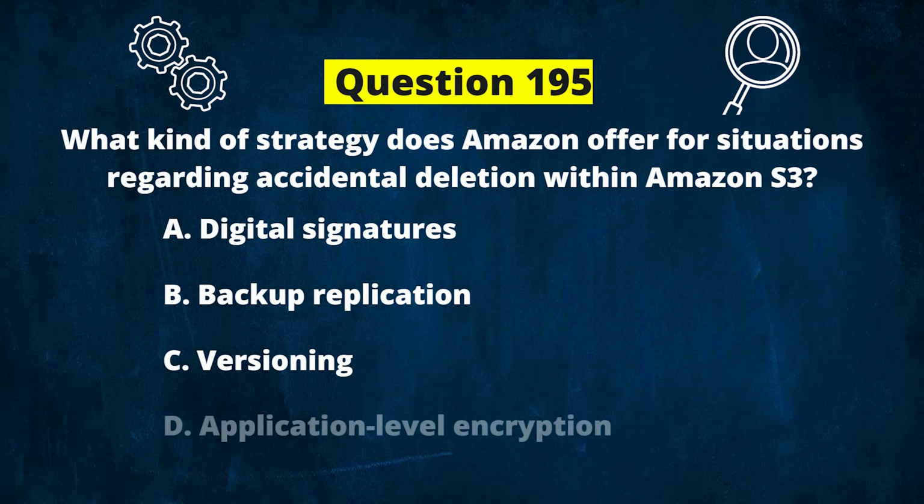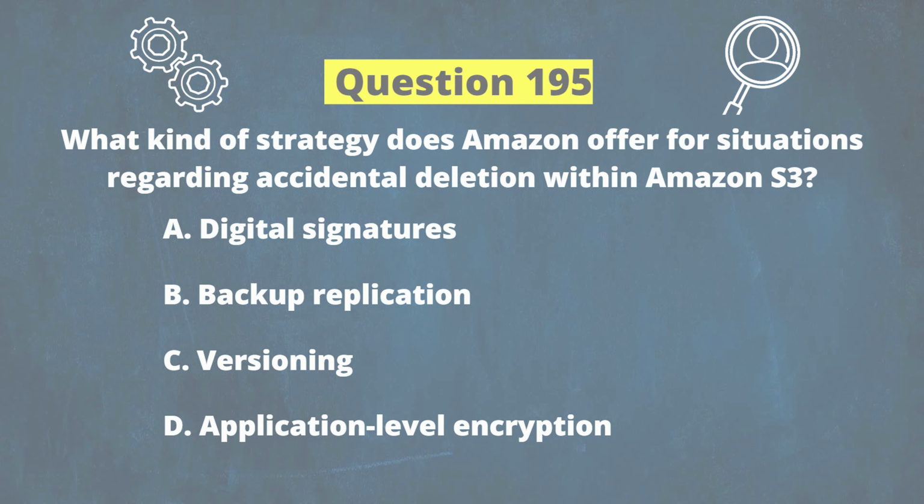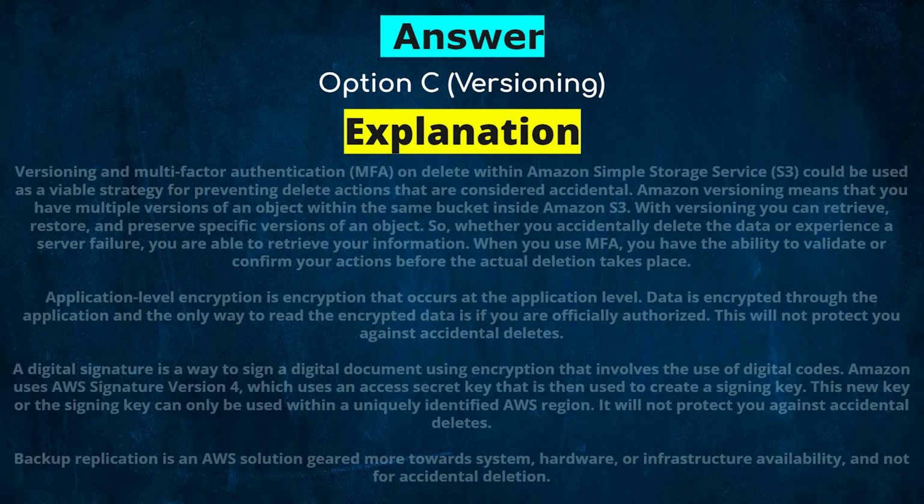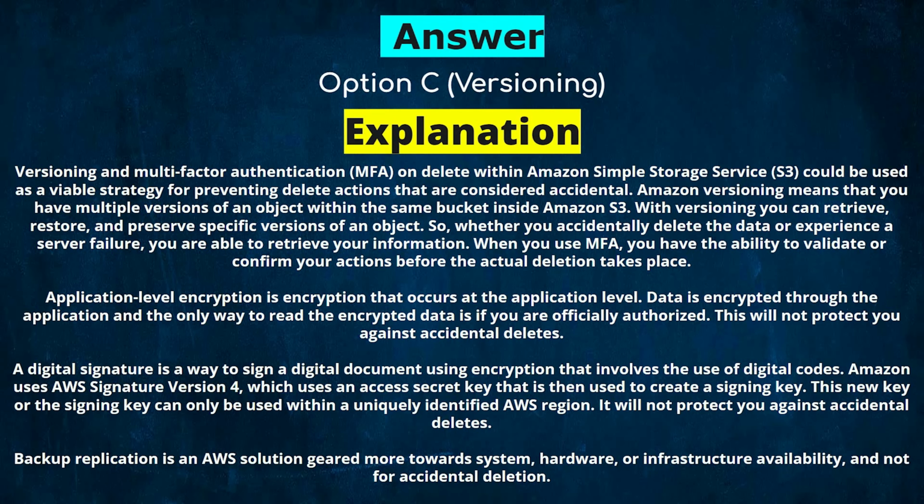Versioning, D. Application level encryption. And the correct answer is option C. Versioning. Explanation. Versioning and multi-factor authentication on delete within Amazon Simple Storage Service could be used as a viable strategy for preventing delete actions that are considered accidental.